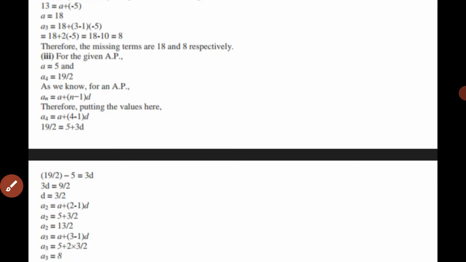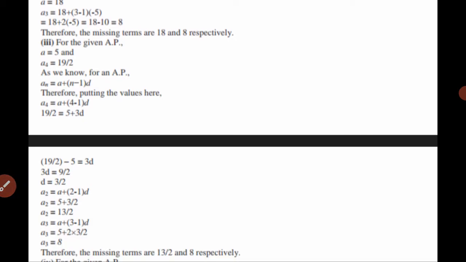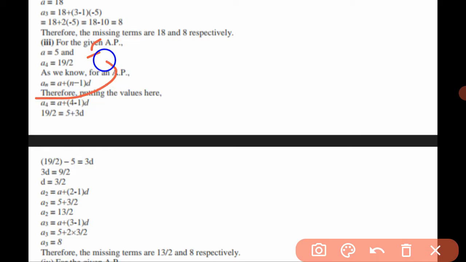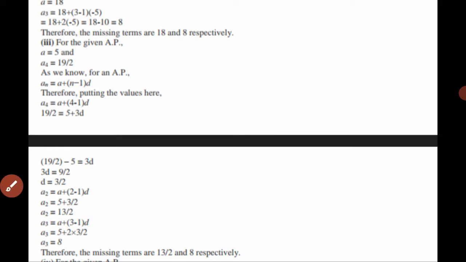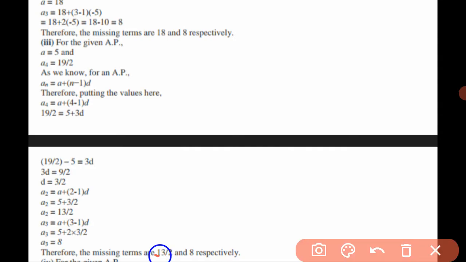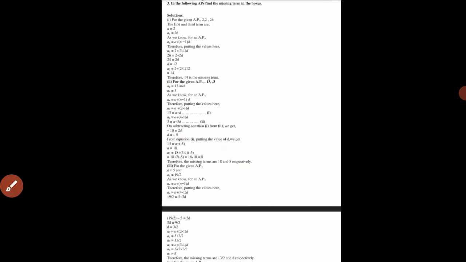Now after this, the third part, for the given AP, a equals 5, a4 equals 19 upon 2. So here an equals a plus (n minus 1) into d. So a4 equals a plus (n minus 1) into d, 19 upon 2 equals 5 plus 3d. So by solving it, first we can find the value of d. d will be 3 upon 2 and a3 will be 8. So here we can find the values of d and a3. So we can say therefore the missing terms are 13 upon 2 and 8 respectively. So these are the missing terms. Now after this, see the next question.